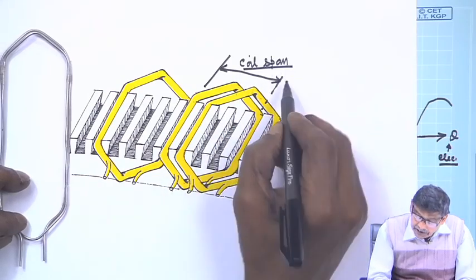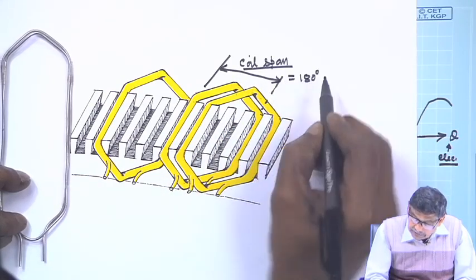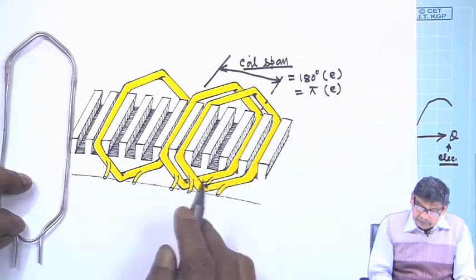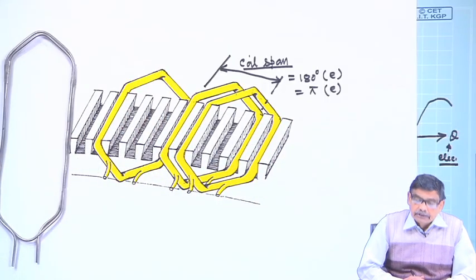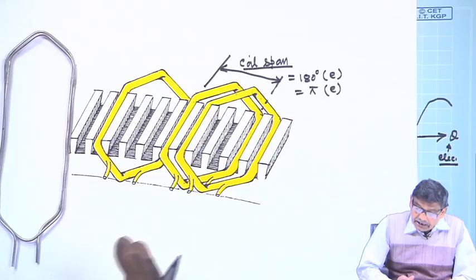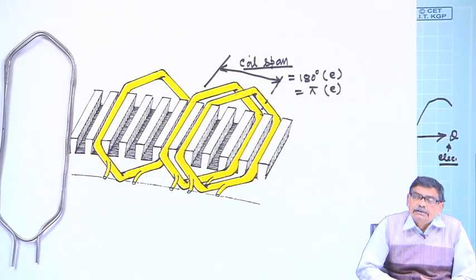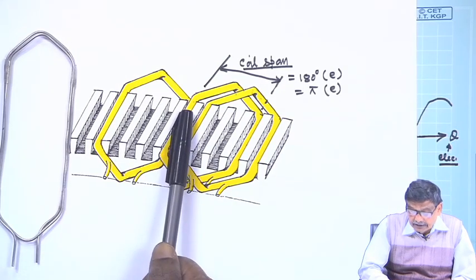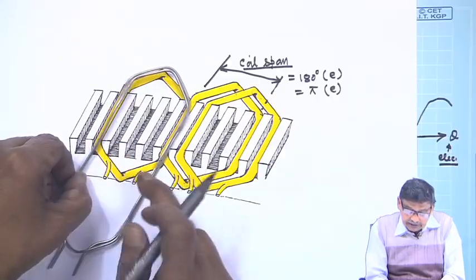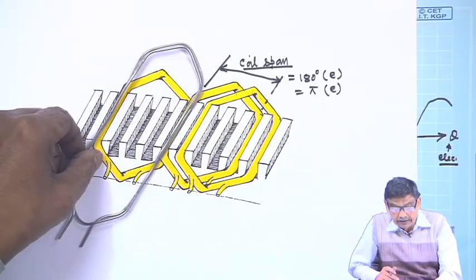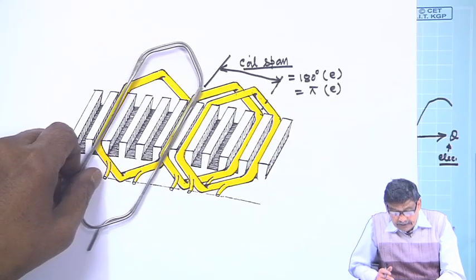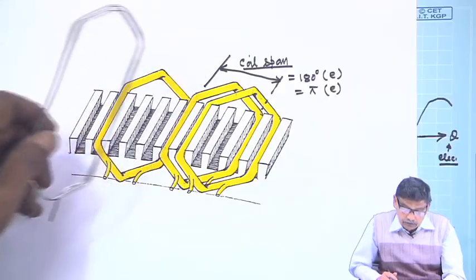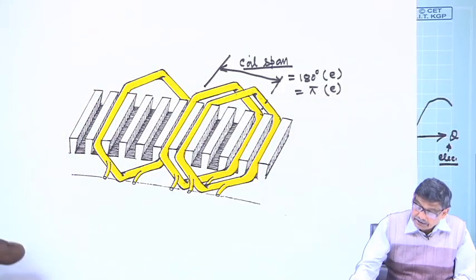In general, it should be equal to 180 degree electrical or pi electrical, and that will ensure that, because B distribution I will always sketch in terms of electrical angle. Therefore, I ensure that this is one coil side, this is other coil side. If one coil side is under the north pole center, then the other coil side, its return thing, should be under the center of the south pole, and this should be 180 degree electrical.